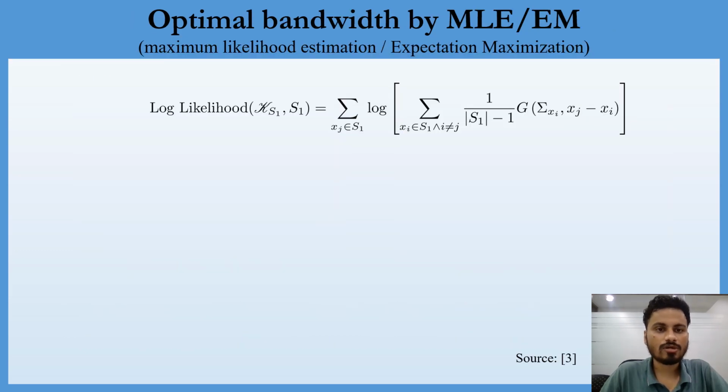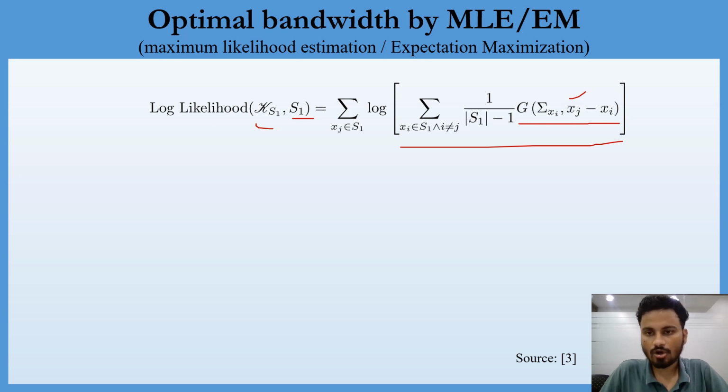We are going to find the optimal bandwidths using the log likelihood maximization method. So let us understand this log likelihood function. This log likelihood function is the likelihood that S1 is coming from the KS1 distribution. So let us understand this equation first. This G is the Gaussian kernel which is centered at each of the data points xi. When we take the summation of all the kernels, we get the entire distribution of the dataset. Here we put in the point xj, meaning we are finding the density value at point xj for the entire distribution.